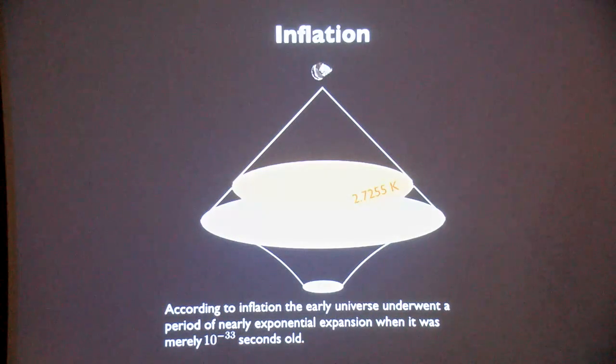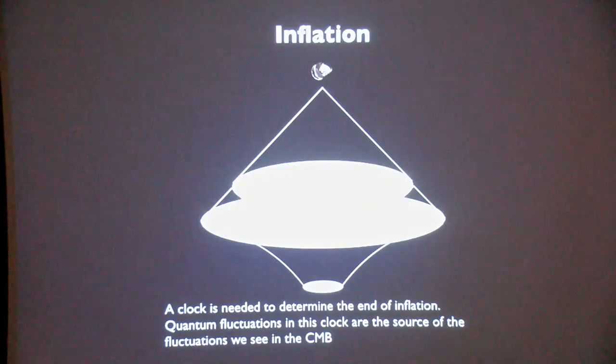And here the idea is that the early universe underwent a period of nearly exponential expansion where during the first 10 to the minus 33 seconds, it expanded by 30 orders of magnitude. So a tremendous expansion. It's easy to see that if you have a small patch initially, it gets blown to a huge size. And really, we see the same temperature everywhere in the sky because it came from one and the same little region early on. That's how it would explain the temperature perturbations.